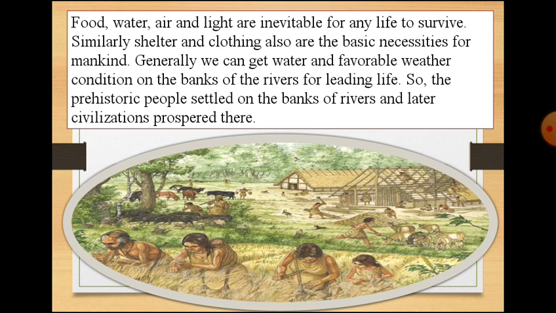Prehistoric people understood how to use the river water and how to grow things. Slowly they understood agriculture, and the use of water made them stay on the banks of rivers. Hence, the river banks became the cradles of ancient civilization. Cradles of ancient civilization in the sense that they understood how to grow and lead their life. They understood how to grow grains for their lives.